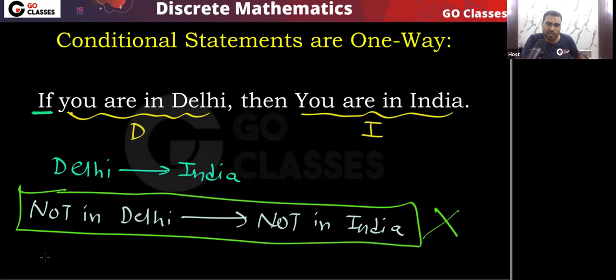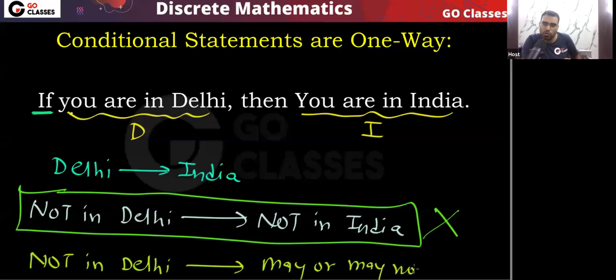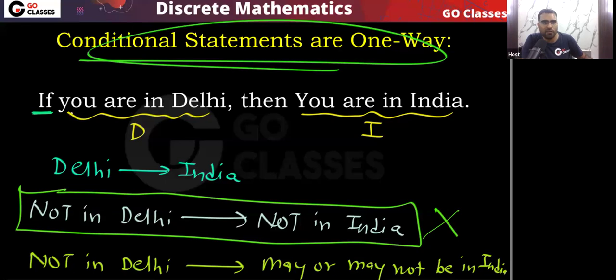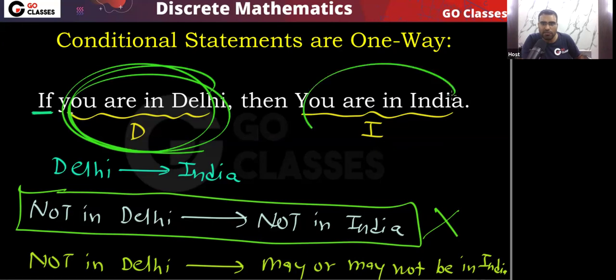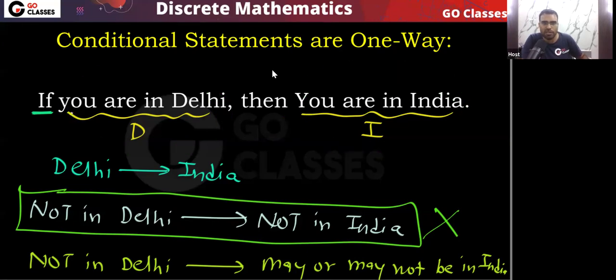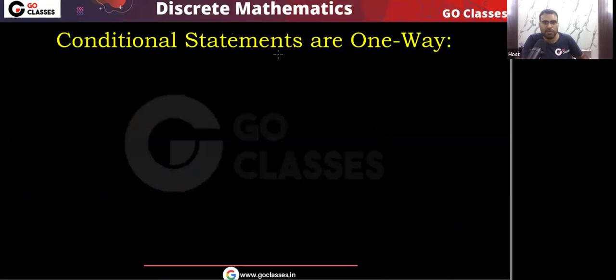So what I'm saying is that if D is true, then this will be true. But if D is false, if you are not in Delhi, then you may or may not be in India. So remember, conditional statements are one way. It means if this happens, then this will happen. But if this does not happen, then we cannot say anything about this. Okay, is this point clear? Simple, right?